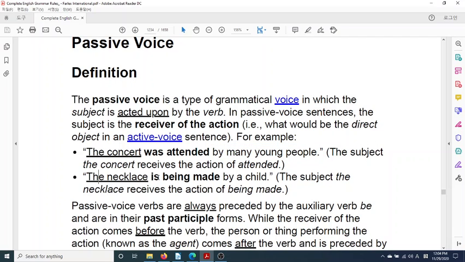The necklace is being made. So the necklace is the subject. It's what the sentence is about. It's also the object. It's the thing that's being made. But it's not the agent. It can't make itself. Is being made by a child.